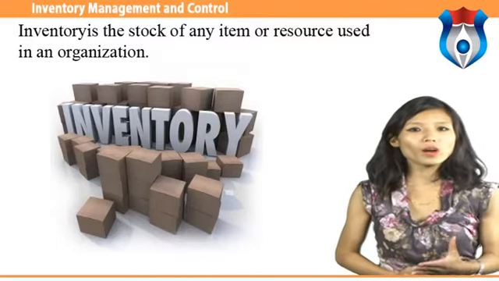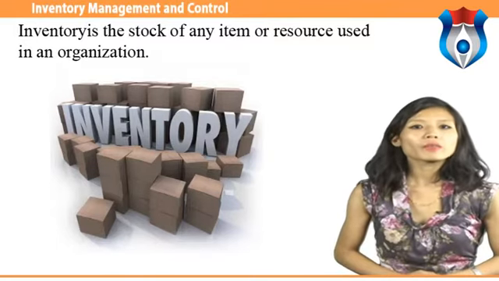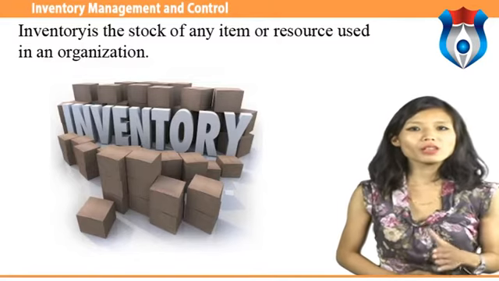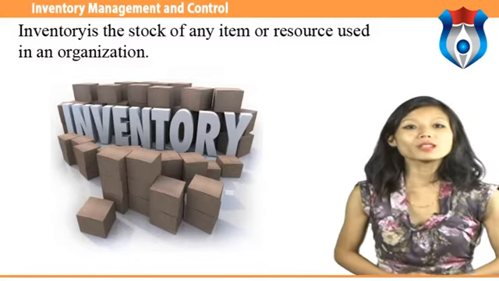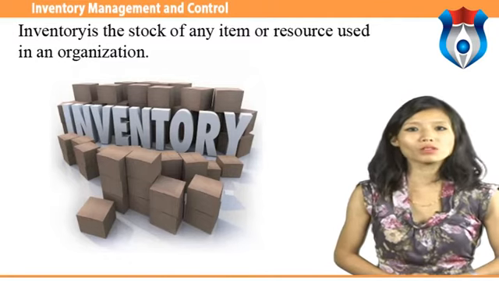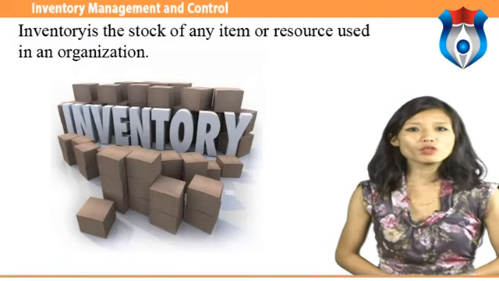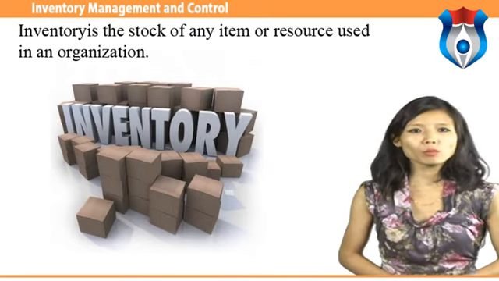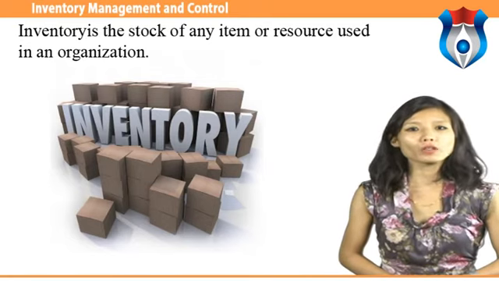Let's start with what inventory system is. Inventory is a stock of any item or resource used in an organization. An inventory system is a set of policies and controls that monitor levels of inventory and determine what levels should be maintained, when stock should be replenished, and how large orders should be.